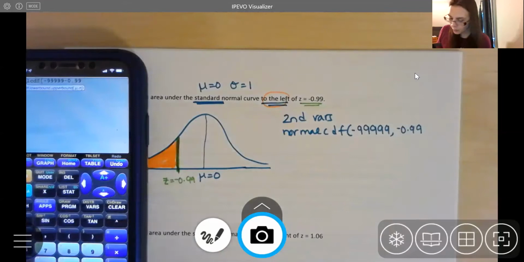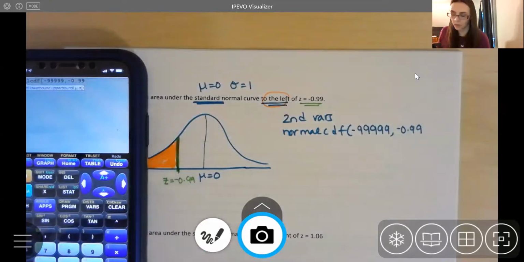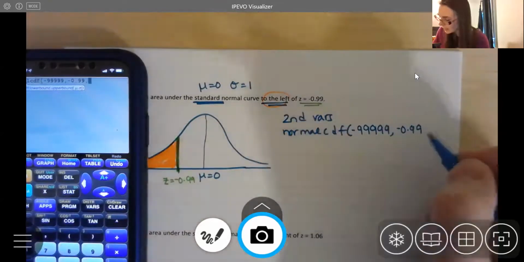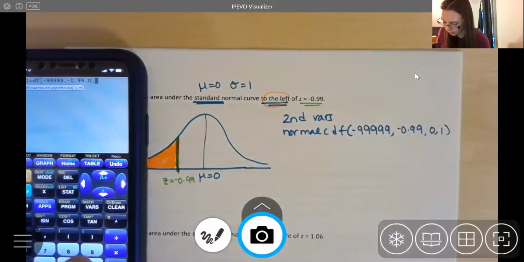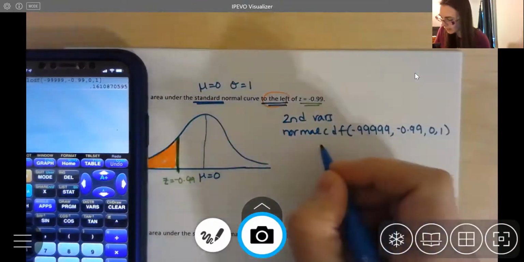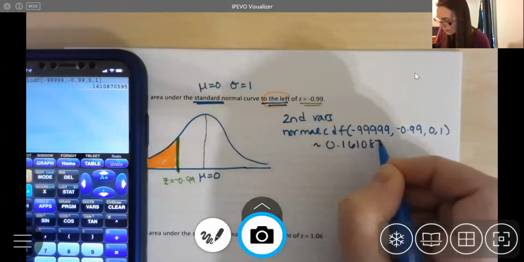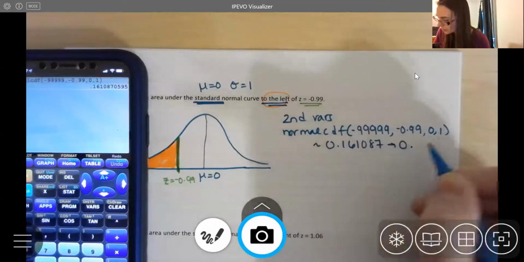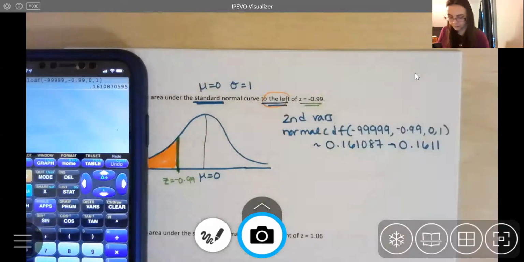And then, oops, I forgot my comma, hang on. Comma, negative 0.99. So I want to make sure I put commas in between all these values. And then we put our mean and our standard deviation. So I'm going to do 0, 1. And when I get that, I get about 0.16107. And again, using just 4 decimal places, I'll get 0.1611.